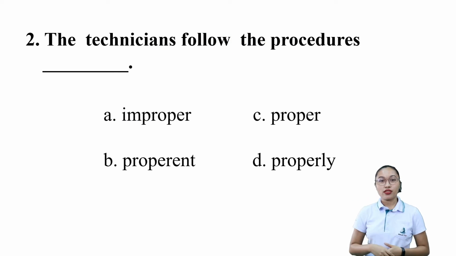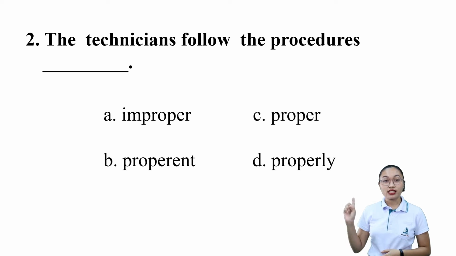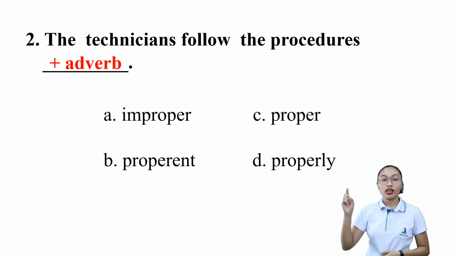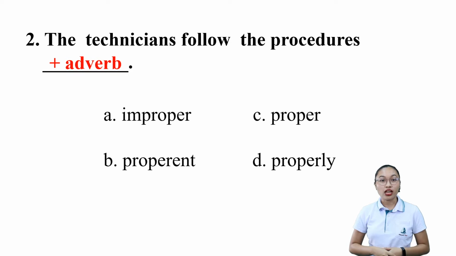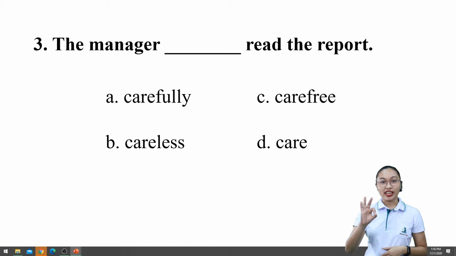Number 2. The technicians follow the procedures blank. A. Improper. B. Properant. C. Proper. Or D. Properly. If we ask the question, how do the technicians follow the procedures? The answer leads us to an adverb. Remember that an adverb describes how the action is done. The only adverb from the choices is D. Properly.